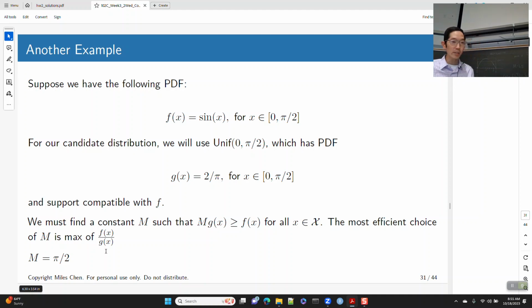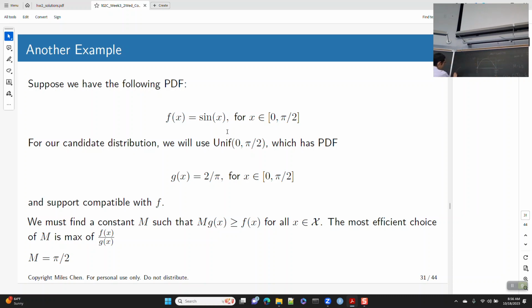All right, let's say we have another distribution, very similar, except our target distribution is sine of x. Sine of x looks very similar to an upside down parabola, doesn't it? But our limits are going to be from 0 to pi over 2, right?